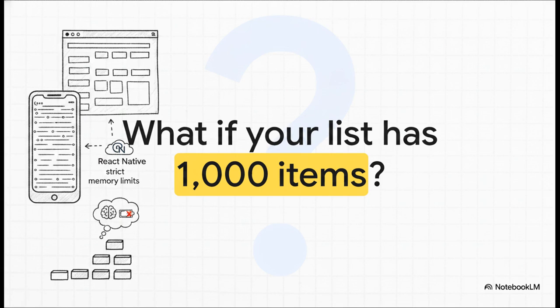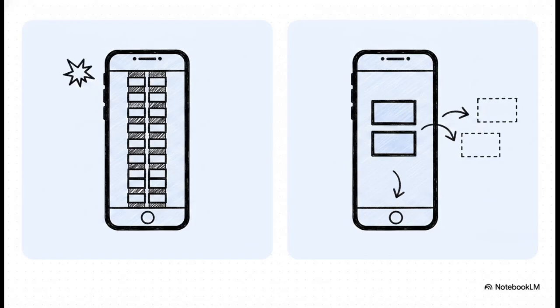But here's a real challenge for you as you make this move to mobile. Think about a standard scrolling feed, like a social media app. What happens when your list has 1,000 items or 10,000 items? On the web, the browser's DOM can sometimes power through massive lists if you're lucky, but mobile devices have incredibly strict memory limits. Well, React Native has a completely brilliant way of solving this exact performance bottleneck.